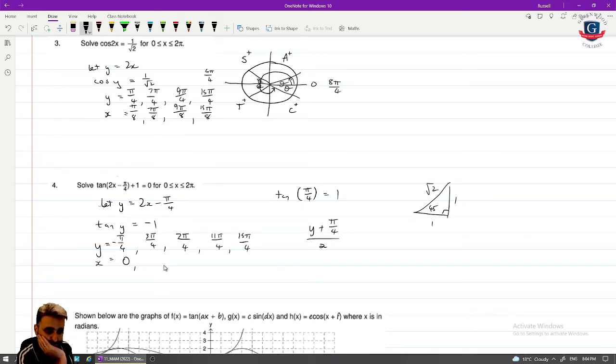And pi divided by 2. 7 pi on 4 plus pi on 4 is 8 pi on 4, which is 2 pi, divided by 2 is pi. 11 pi plus pi is 12 pi on 4, divided by 2 is 3 on 2 pi, or 3 pi on 2. 15 would be 16 pi on 4, which is 2 pi. And there we go. I believe those are our 5 solutions. Just check.